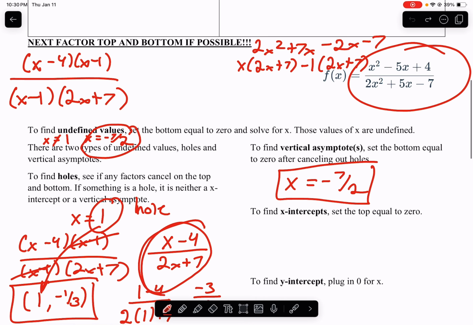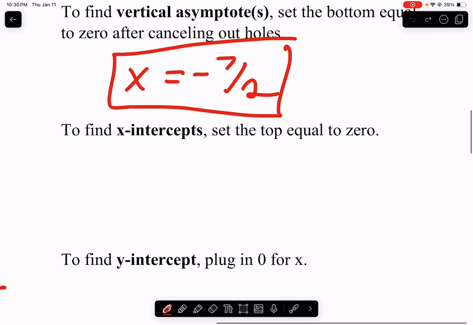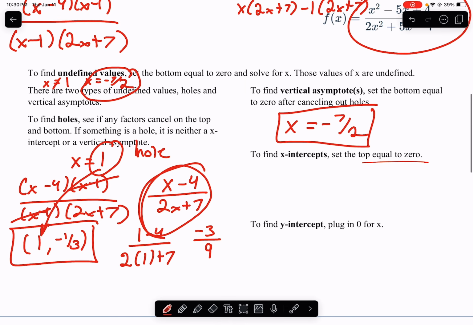So x-intercepts, if we look, it says to find x-intercepts, you set the top equal to 0. Now, one thing I want to emphasize is for x-intercepts, y-intercepts, vertical asymptotes, you have to first double check that that thing's not a hole. So basically, you're going to factor, simplify if you can. If it cancels out and it's a hole, it can't be an x-intercept, can't be a y-intercept, can't be a vertical asymptote. All right, so keep that in mind.